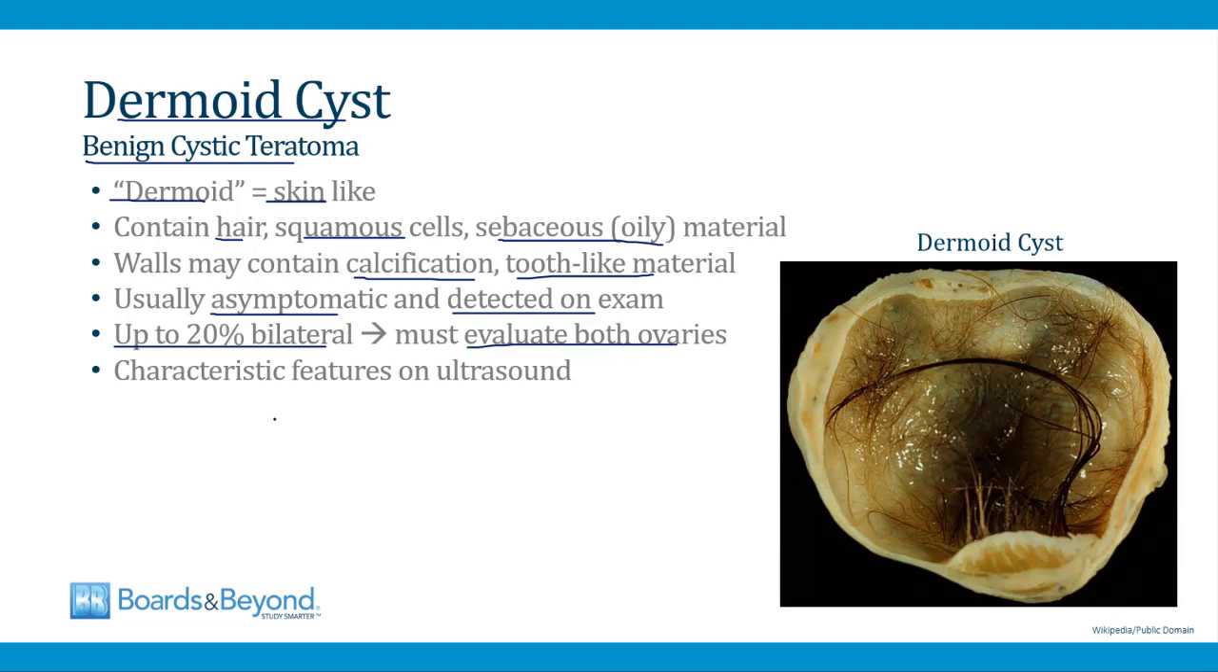And usually these can be diagnosed based on ultrasound. There are characteristic features, especially related to the bones and the calcium in the teeth. And if you identify these, you can usually know with a reasonable degree of certainty that a woman who has an ovarian mass has a dermoid cyst.